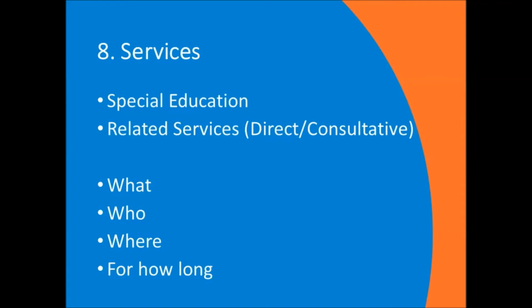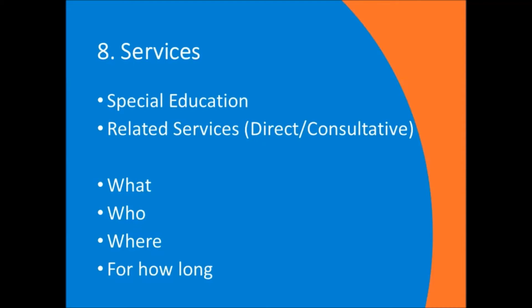Jumping now to services. So let's go back and think about what we've already covered. Now that we've developed the PLAF, we know where the child is, we know where they're currently functioning, we've determined what the appropriate goals are for the child, we've considered the special factors, and we've determined the appropriate accommodations and modifications. The IEP team will have a discussion on specific services to deliver the specially designed instruction.